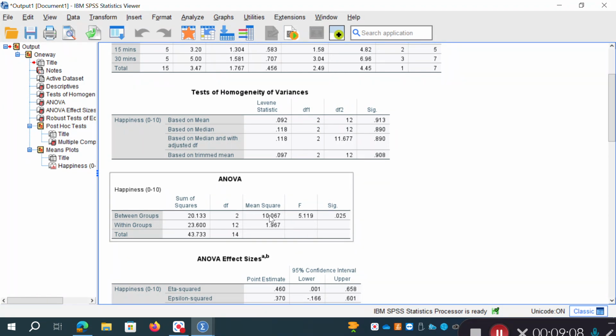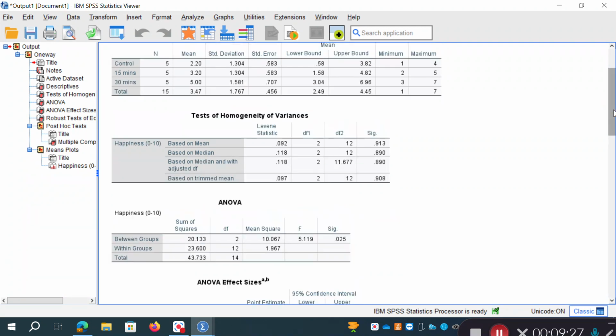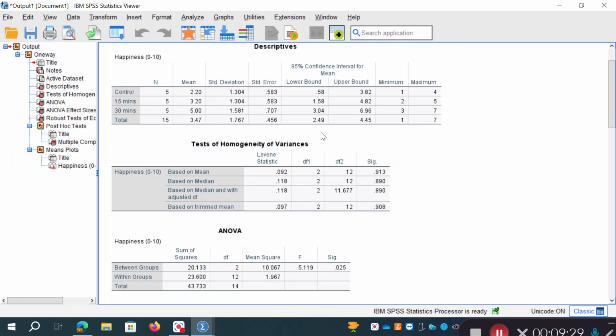So if you look at these mean square values here, 10.067 for the between groups, 1.967 for the within groups. If you divide 10.067 by 1.967, what you will get is this F value here, 5.119. Okay, so we've got a significant ANOVA. All that's telling us is that there are significant differences between our groups, and all we actually know from that is that control and 30 minutes must be significantly different because they have the lowest and the highest mean.